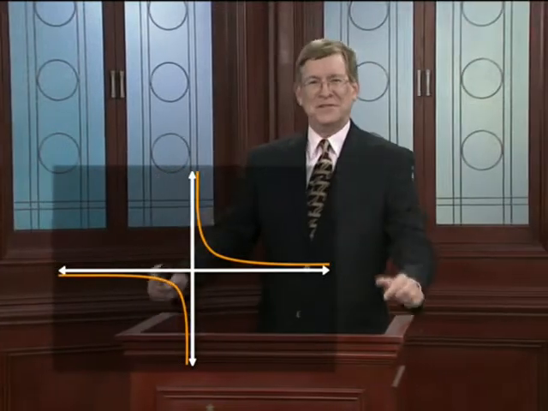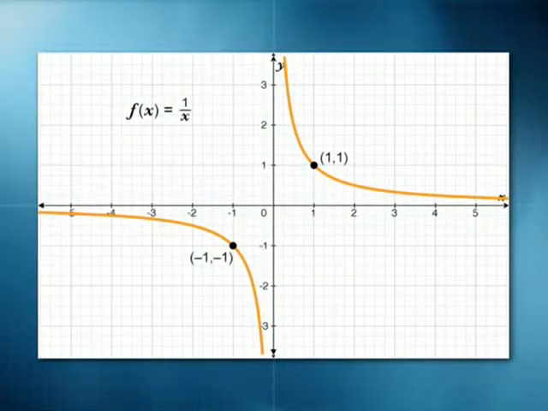Now here's another interesting feature of this function. What happens as x gets very large? What happens if x is, say, 1,000,000 or minus 1,000,000? Well, I think you see that 1 over a very large number is very close to 0. So we can see this behavior of getting close to 0 when x is large on either side. And then by plotting a few points like (1, 1) or (-1, -1), we obtain the following graph. This is the graph of the rational function 1 over x.